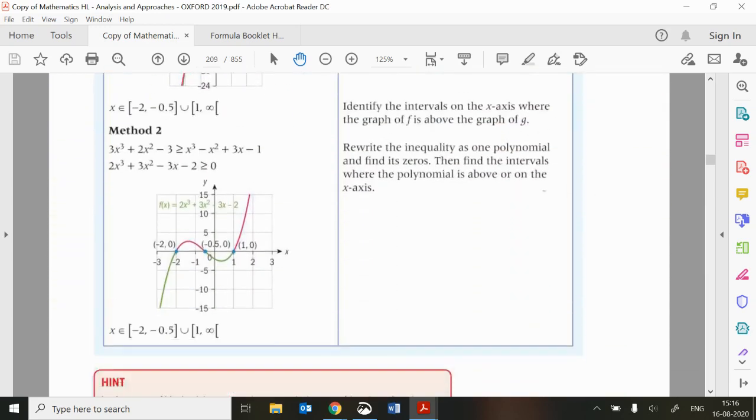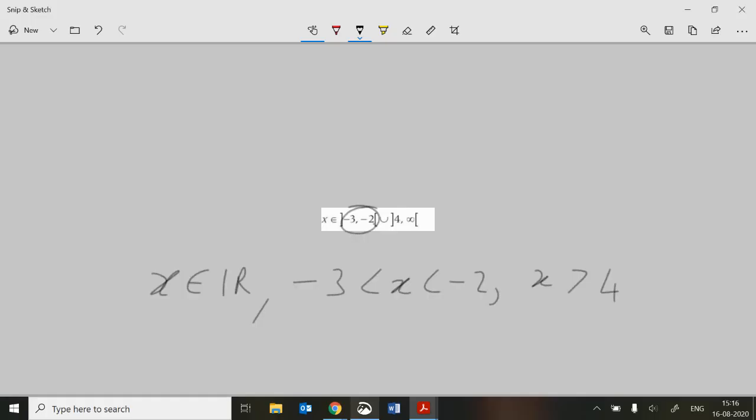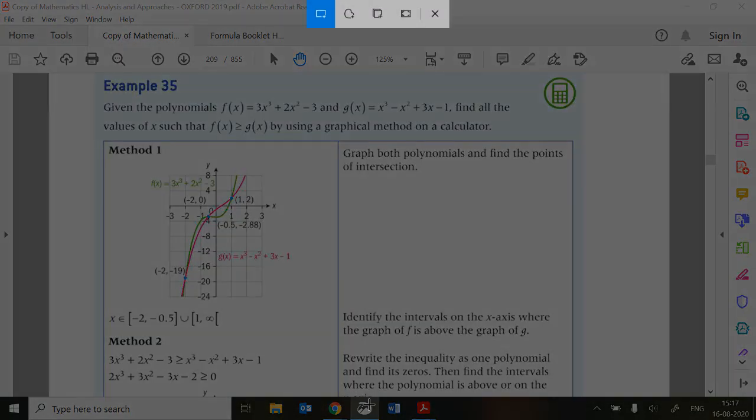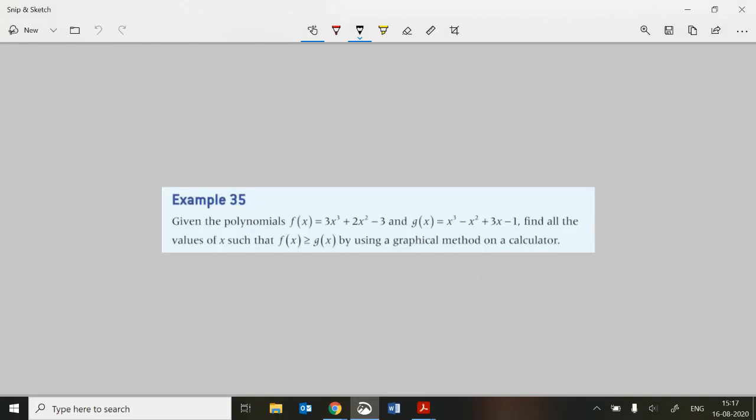Okay, example 35. We might rush through these ones a little bit now. So example 35 says, given the polynomials, we've got two polynomials here, find all of the values such that f of x is greater than g of x by using a graphical method on the calculator. Now you've got two options there. You can either draw one function and then draw the other function, and I don't know what that looks like, but let's just say it looks like this.